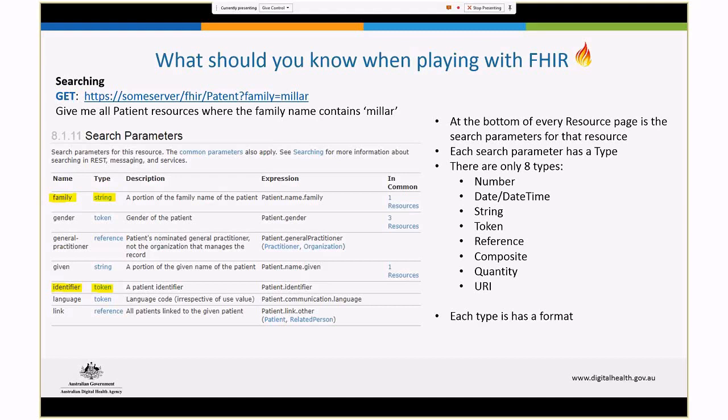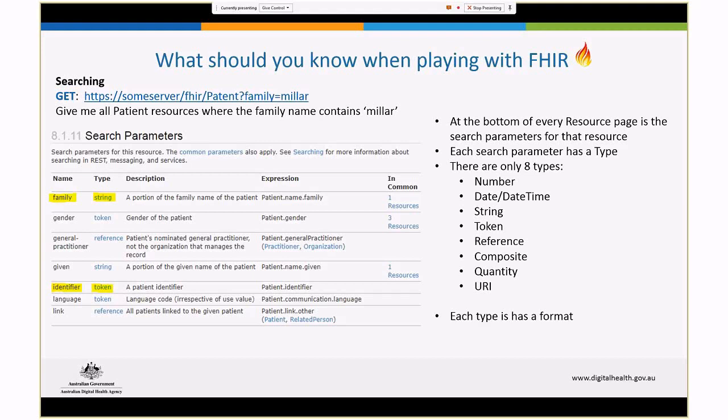Be aware that each search parameter has a type. So there are only 8 types listed on the right there. So number, date, time, string, token, reference, composite, quantity, and URL. So it's not as simple as just saying, what is my search parameter, but what type is it? And that's because I can't search for a date time and say equals Miller, because that's not a date time. So how do I actually give FHIR a date time?